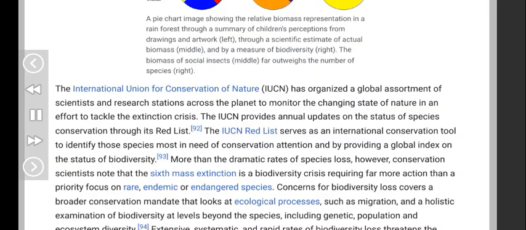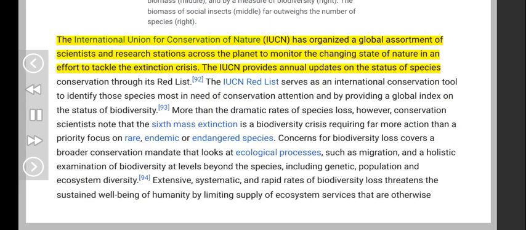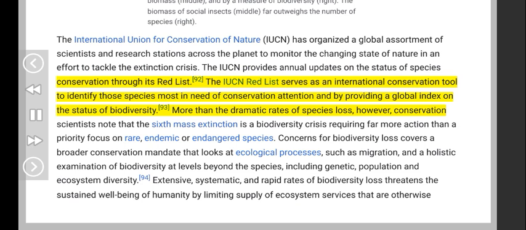The International Union for Conservation of Nature (IUCN) has organized a global assortment of scientists and research stations across the planet to monitor the changing state of nature in an effort to tackle the extinction crisis. The IUCN provides annual updates on the status of species conservation through its Red List. The IUCN Red List serves as an international conservation tool to identify those species most in need of conservation attention and by providing a global index on the status of biodiversity.